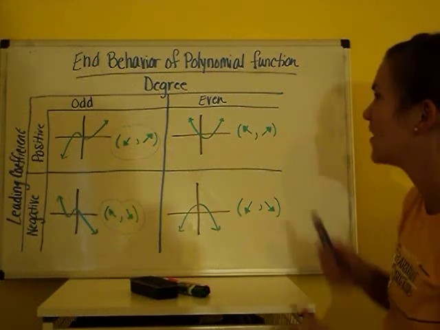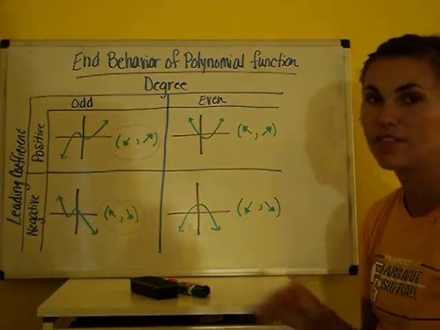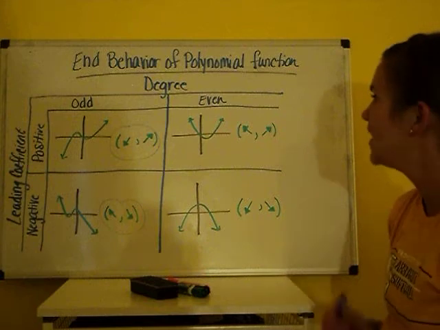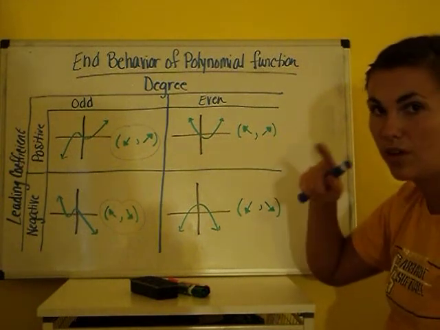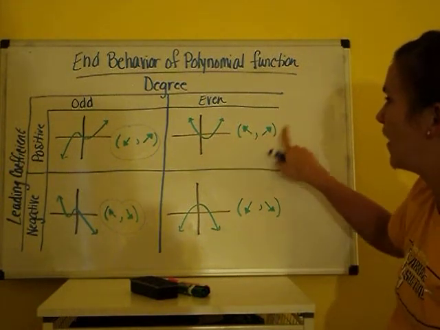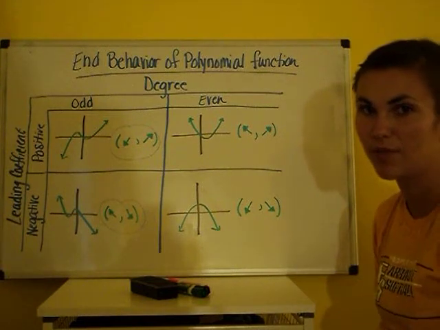Okay, so when it's even and positive, the a is positive. Remember that, the a. If A is positive, we get the nice U, which in that case, both of our end behaviors are going up towards positive infinity.